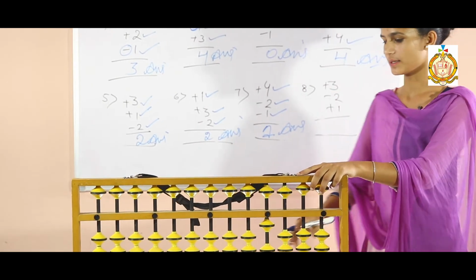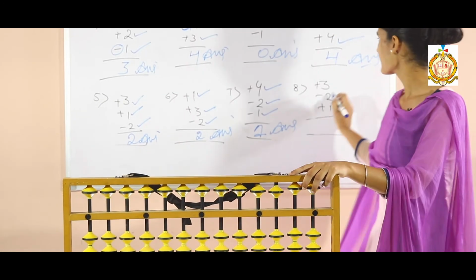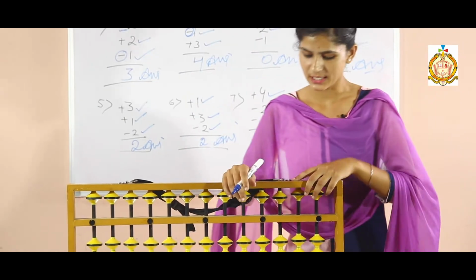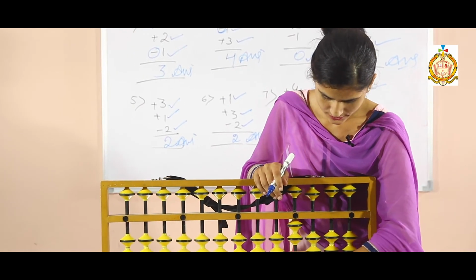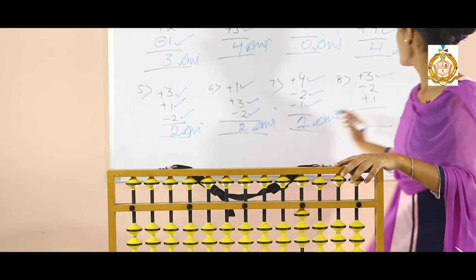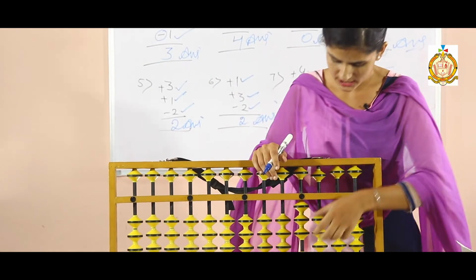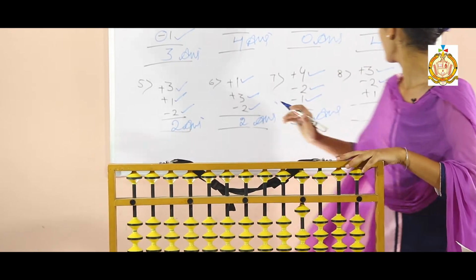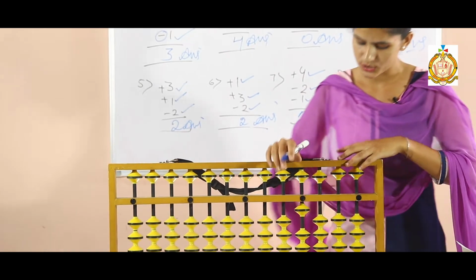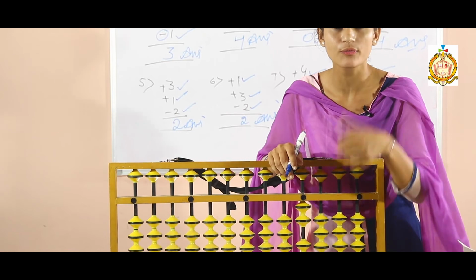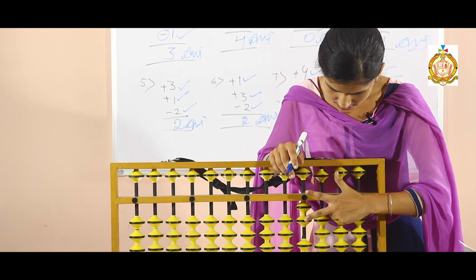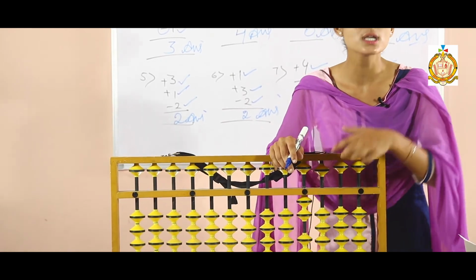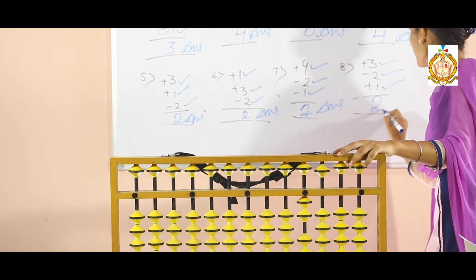Now your 8th sum and your last sum. Now add 3. Firstly add 3 with the help of thumb. 3 is added? Yes. Now minus 2, subtract 2 with the help of index finger. 2 is subtracted, and now add 1 more. So 1 bead we have to add with the help of thumb. So how many beads are touching the answer line? 2. So 2 is your answer.